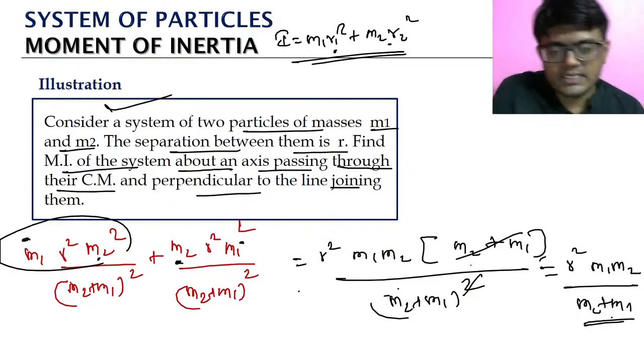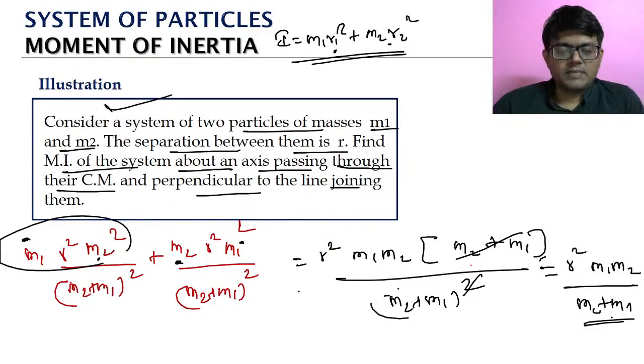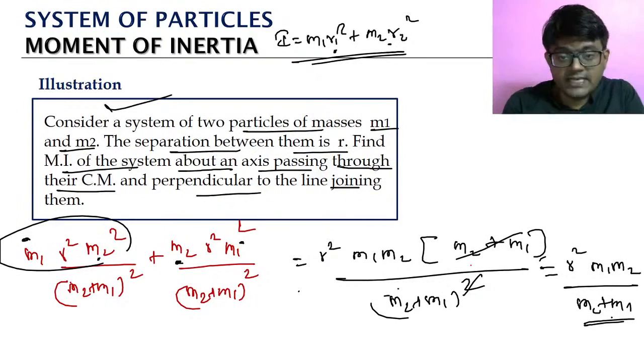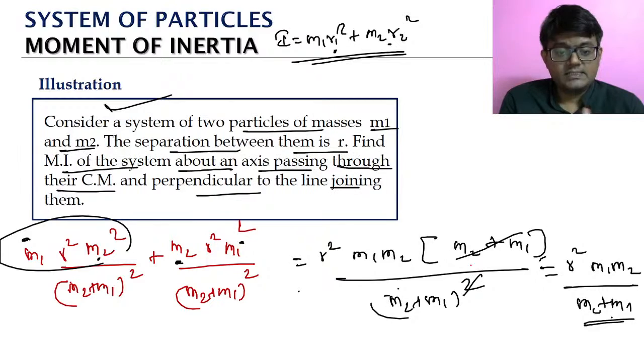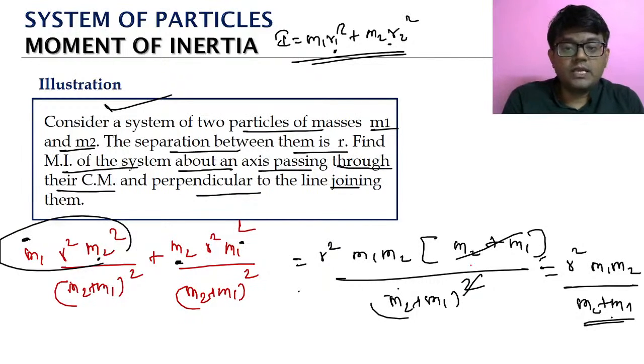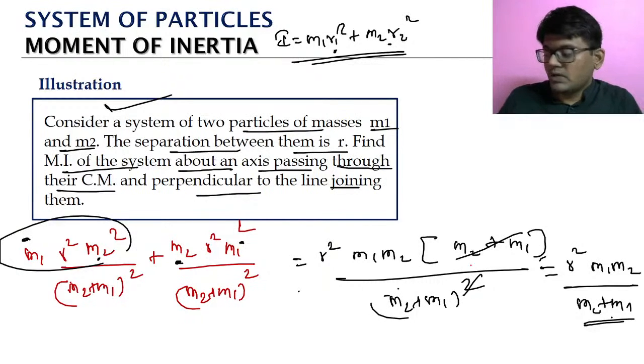Okay, so what is the moment of inertia of a two particle system m1 and m2 separated by a distance r, with respect to the axis passing through the center of mass of the two particles and perpendicular to the line joining the two masses? With respect to that particular axis, the moment of inertia value is r square into m1 m2 by m2 plus m1. Okay? So it's a standard question.